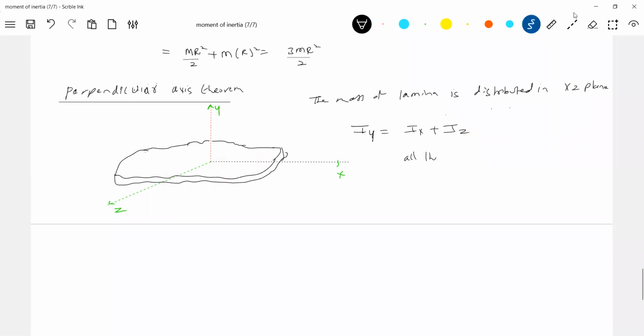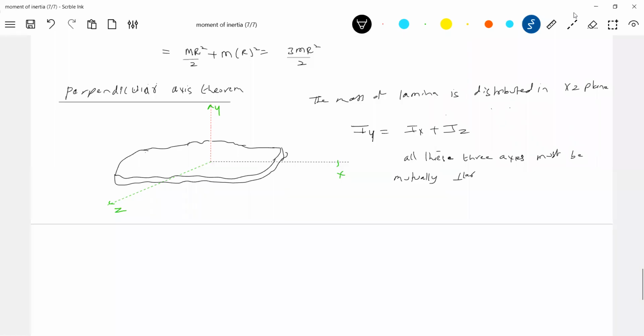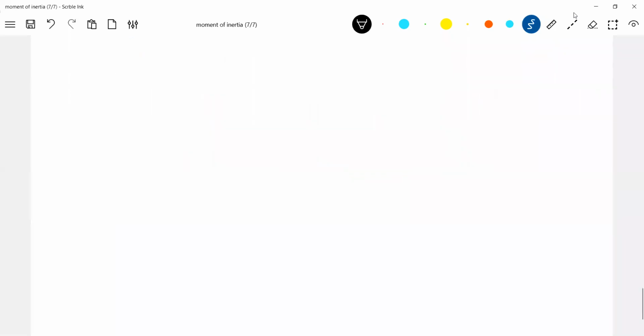All these three axes must be mutually perpendicular to each other. So there's one more condition, it's putting here. Get this one? So now there's a definition, so let's generalize it. So let me make here.